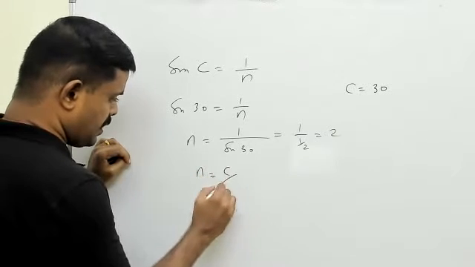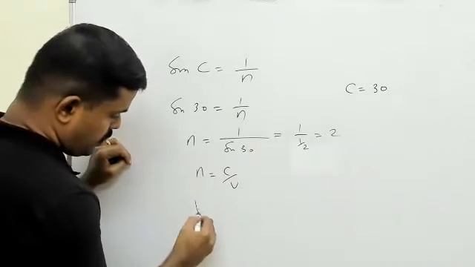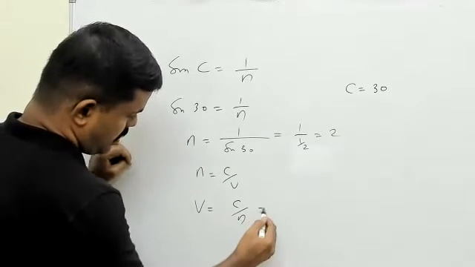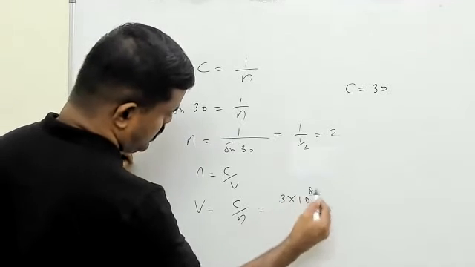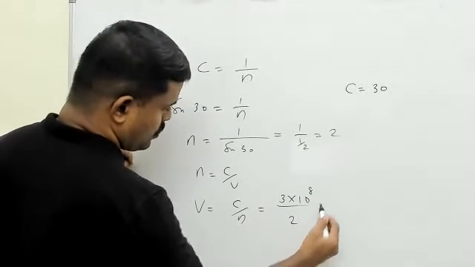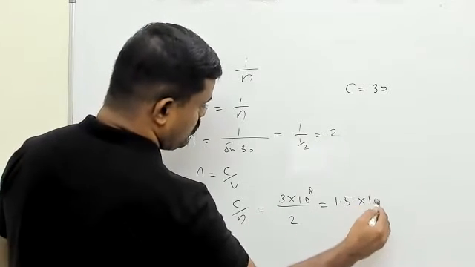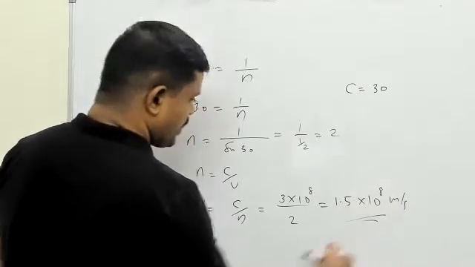N is equal to C by V. They are asking you to find V. C divided by n, which is 3 into 10 power 8 divided by 2. That is 1.5 into 10 power 8 meter per second.